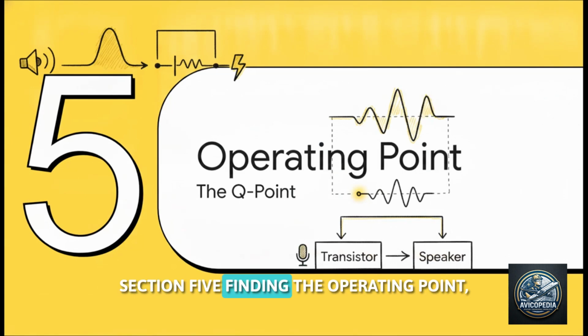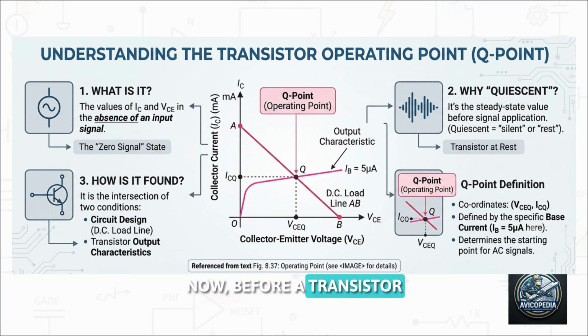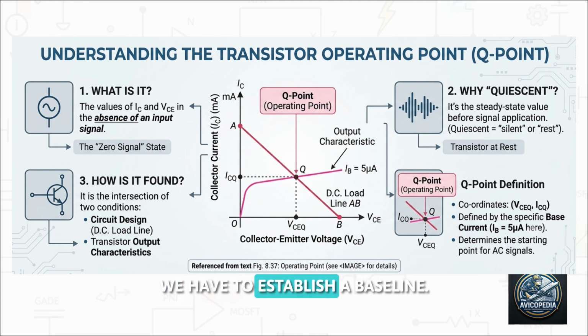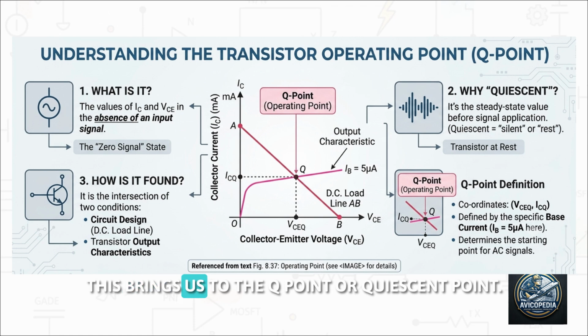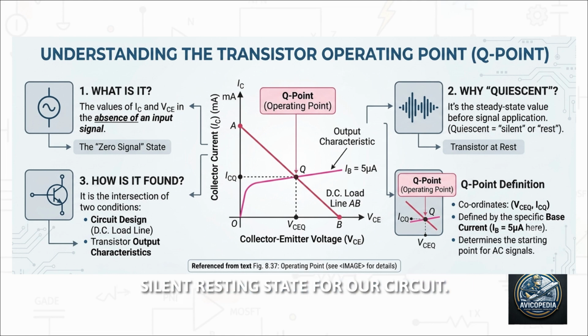Section 5, finding the operating point, also known as the Q point. Now, before a transistor can amplify a dynamic, changing signal, like your voice on a microphone or your favorite song, we have to establish a baseline. This brings us to the Q point, or quiescent point. I want you to think of this as the perfect, silent resting state for our circuit.